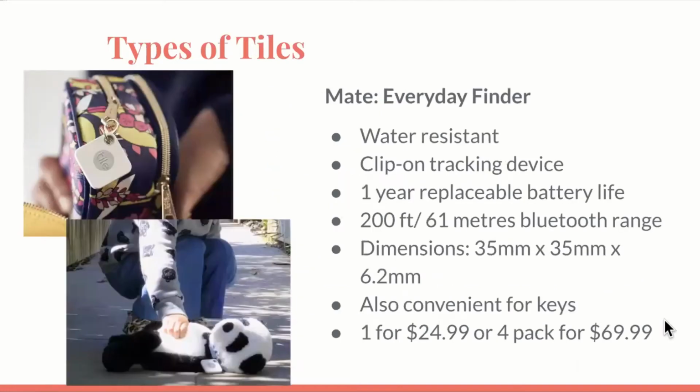The next type of tile is the Mate, which is known as the everyday finder. Its features include being water resistant. It has a clip-on tracking device to make it easy to attach to your item. It has a 1-year replaceable battery life. Its range is 200 feet or 61 meters, with dimensions 35 by 35 by 6.2 millimeters.